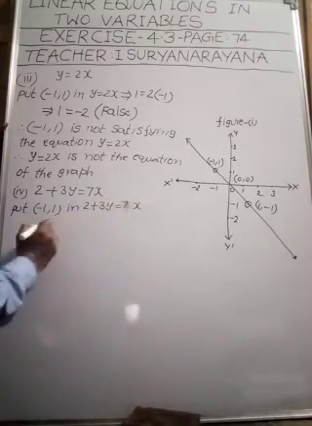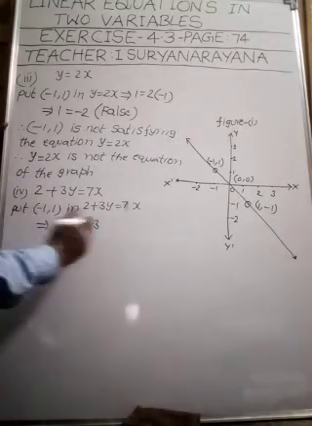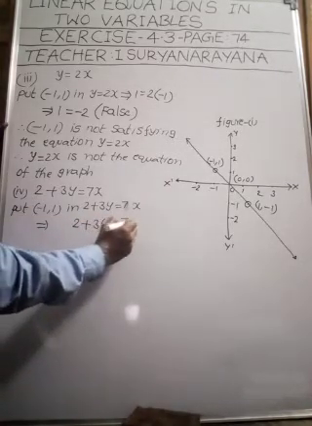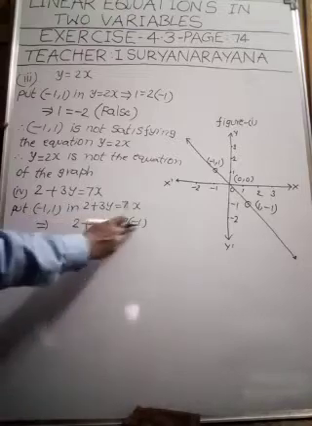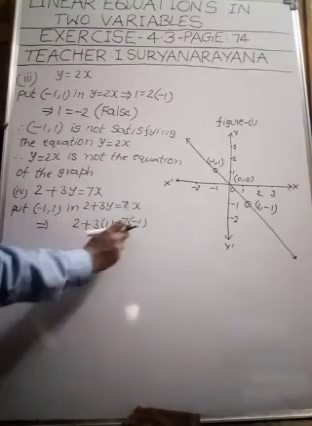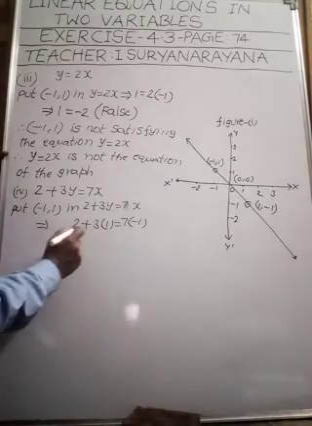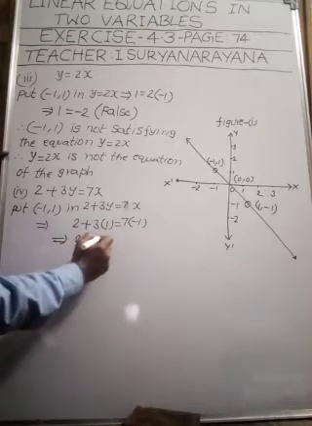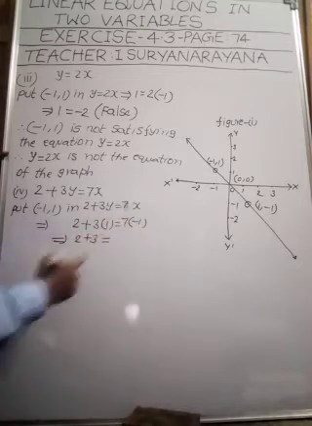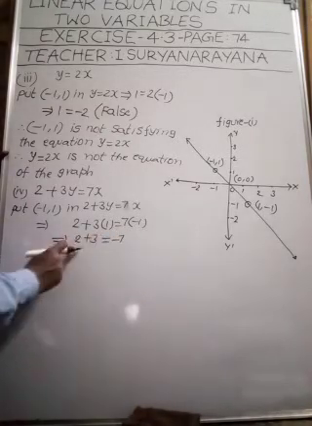Okay, my children. This implies 2 plus 3 into 1 is equal to 7 into minus 1. We substituted the x value, minus 1, and y is equal to 1 in this equation. Then we got this step. Understood this step, my children? Right. This implies, let us simplify LHS. 2 plus 3 into 1, what will you get? 3 is equal to, come to RHS, 7 into minus 1, what will you get? Minus 7. Understood this step, my children?